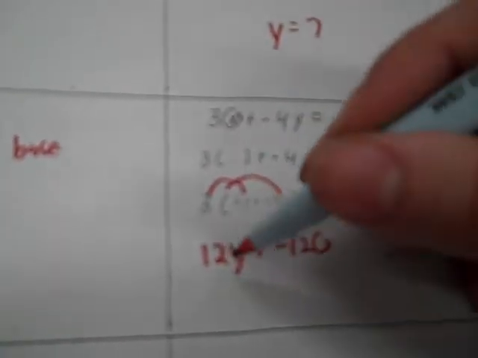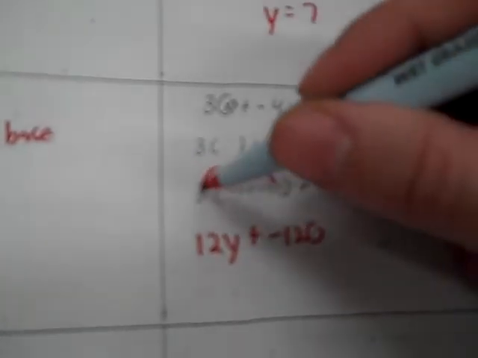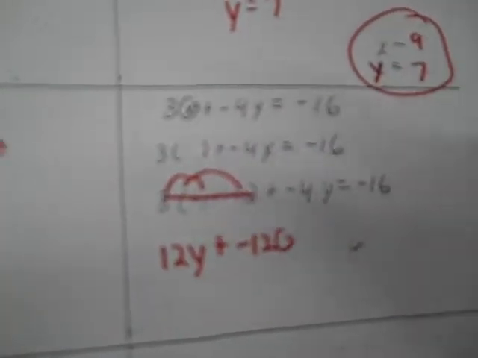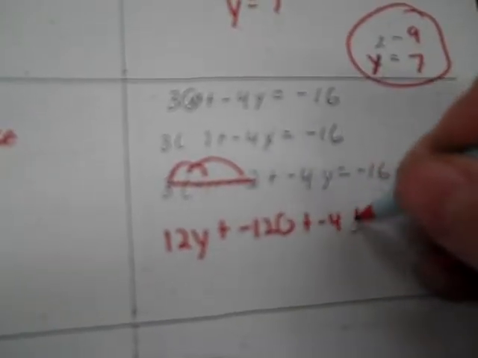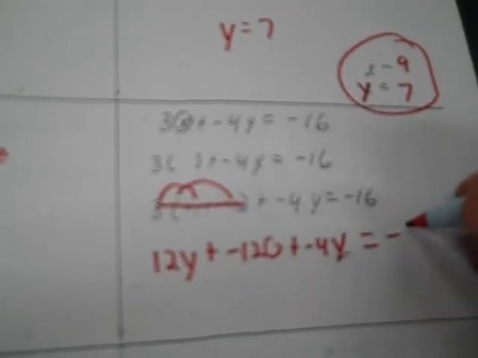Okay, we can solve for y first. So I'm going to find this answer first. So I do my rainbows. I take 3 times 4y. That would be 12 with a y. And then I take 3 times negative 40, and that's negative 120. Now that we have these two things, we can cross out the parentheses and the outside multiplier. So before I write equals, though, I have a plus negative 4y and then equals negative 16.